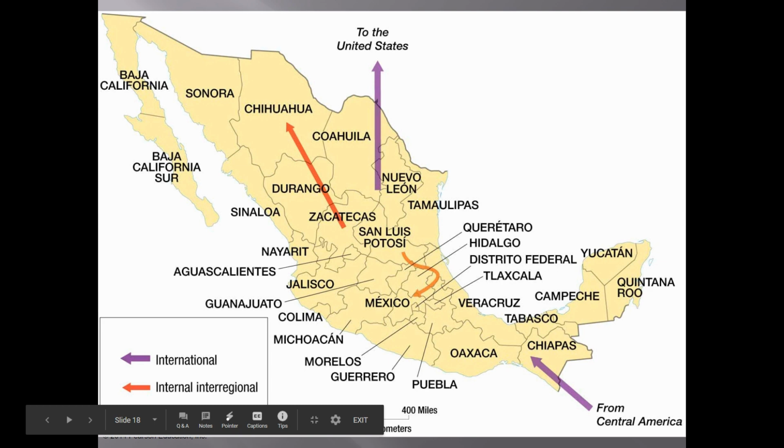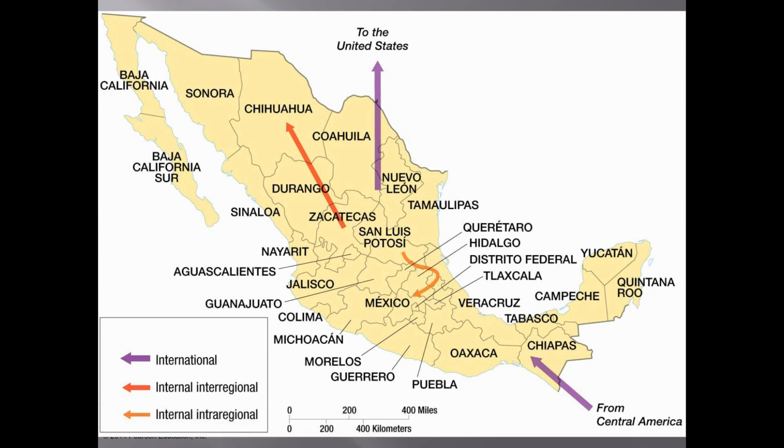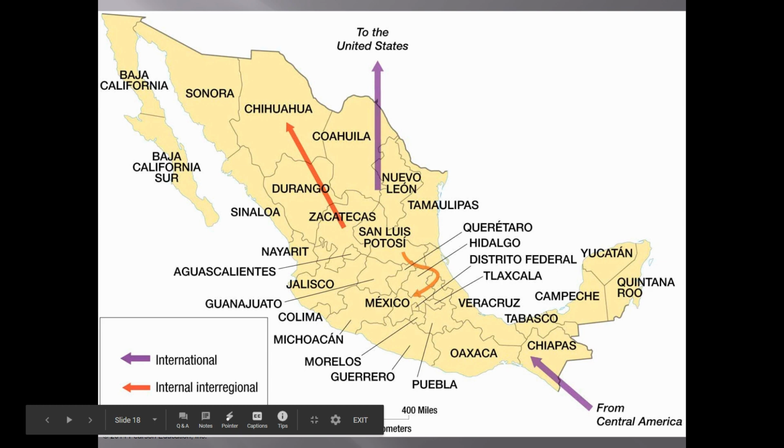First, international migration. Well, they have net in migration coming from Central America, from Guatemala, Honduras, and places like Nicaragua. They also have net out migration, as they have people that are migrating to the United States. So two different examples of international migration. One bringing folks in, one having folks leave.